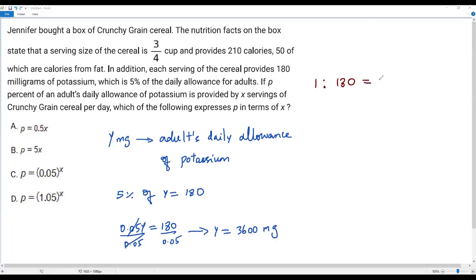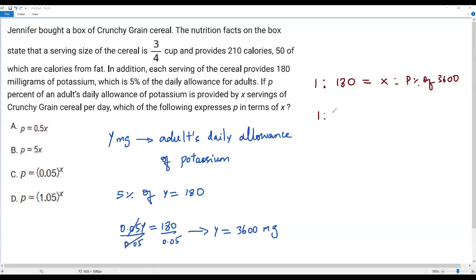So let me write over here. In one serving, we have 180 milligrams of potassium. In X servings, we get P% of the daily allowance. That is, P% of the daily allowance is P% of 3600. Let me write over here. So both the ratios represent the same thing, that is, a ratio between the number of servings and the number of milligrams of potassium we get. Since both ratios represent the same thing, we can equate them.